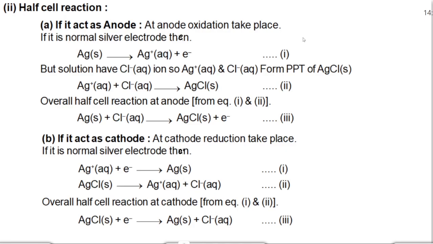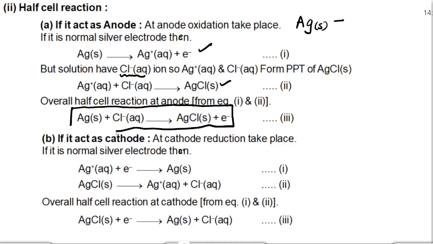Like, see, because in practicals we have this silver electrode, so Ag solid gives Ag plus and an electron if it is acting as anode. Now if we have a solution with Cl negative ions, Ag plus combines with Cl negative ion to give AgCl solid, and the overall reaction is: Ag solid plus Cl negative to give AgCl solid plus electron.